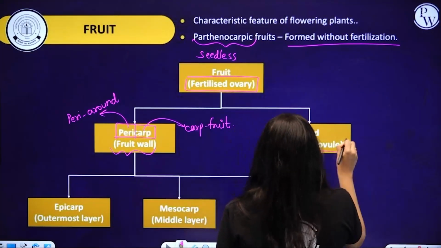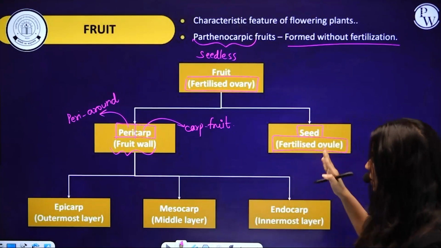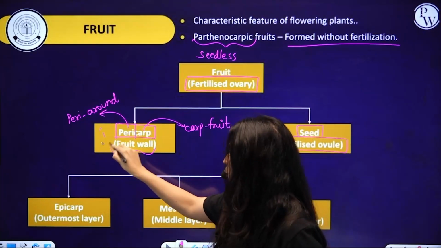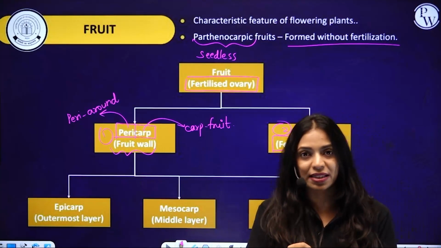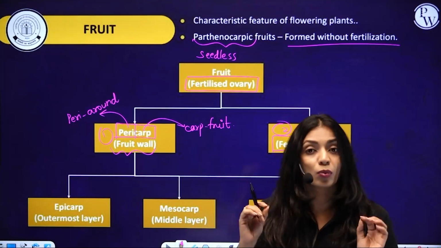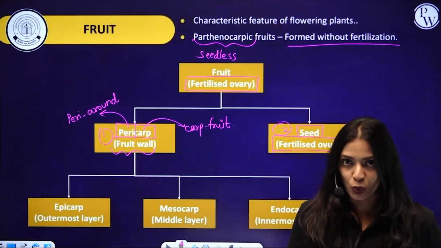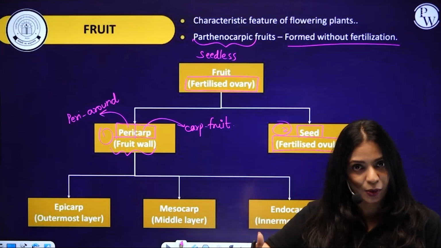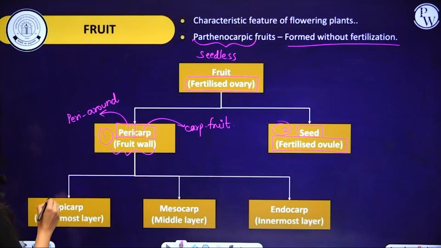And whatever lies inside the fruit, the seed, which is nothing but the fertilized ovule, these are the two parts that you will see in a fruit. Inside you will have the seed. Enclosing the seed, you will have the wall of the fruit. Wall of the fruit is called pericarp. In many fruits, the pericarp can be distinguished into three different regions or layers.